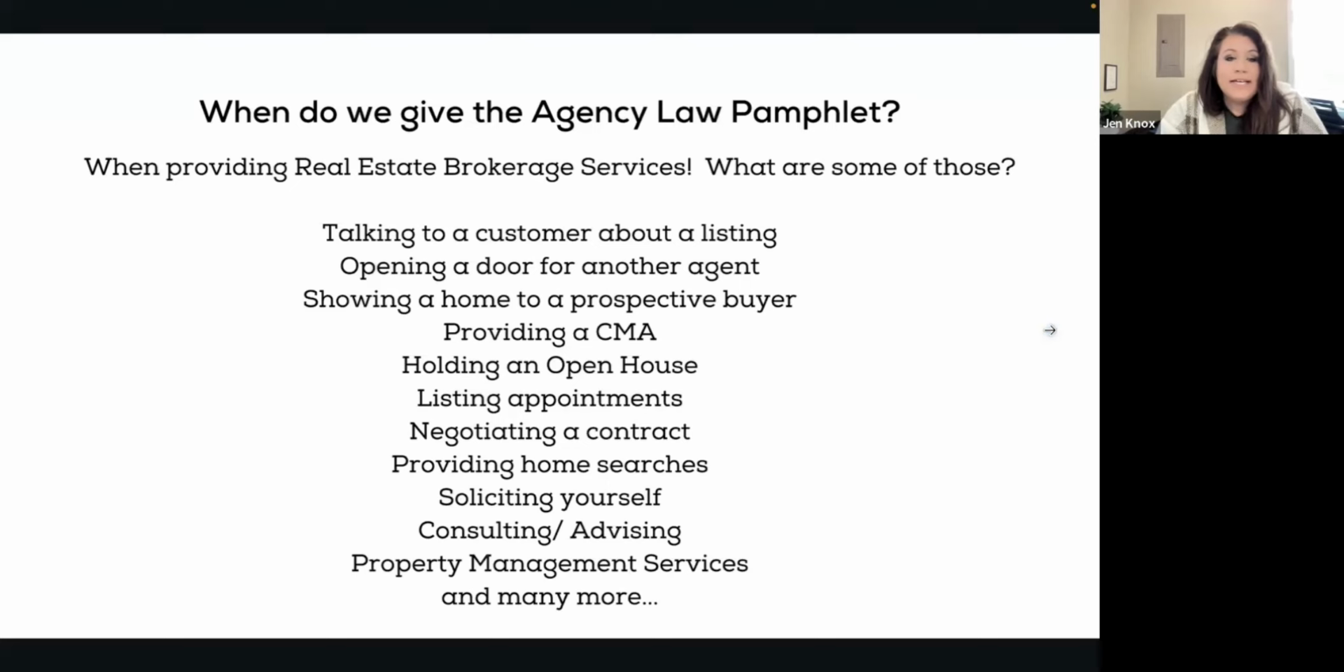So when are we going to give this? Technically, we do need to give this agency pamphlet anytime we are providing real estate brokerage services. So that definition in itself is a very, very broad spectrum of things. What are some of those things? I've just listed out a few of the things that could be considered real estate brokerage services. There are probably more than this that I didn't think of.